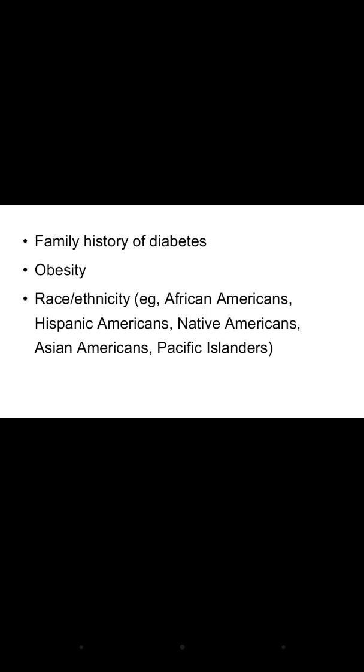Age, if it is more than or equal to 45 years, the person is hypertensive. There is a history of gestational diabetes mellitus. There is a family history. The person is obese, or the person's HDL cholesterol levels are less while the triglyceride levels are more. So these are the risk factors for development of diabetes mellitus.